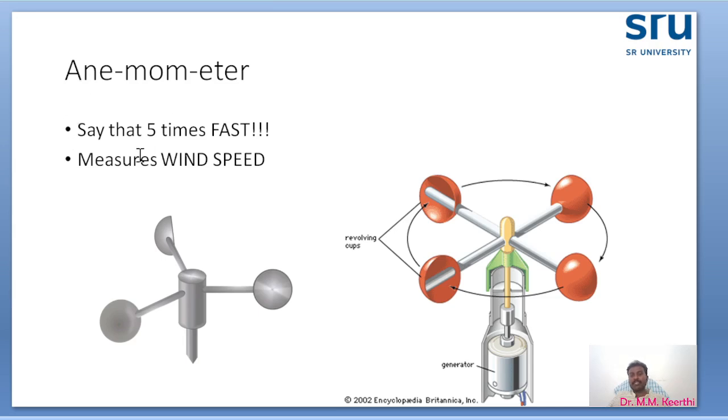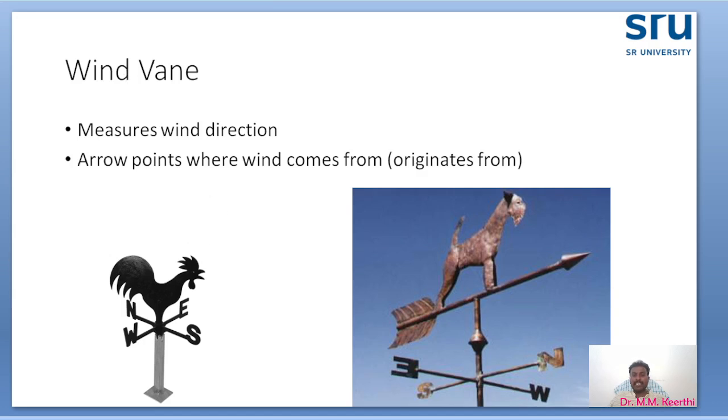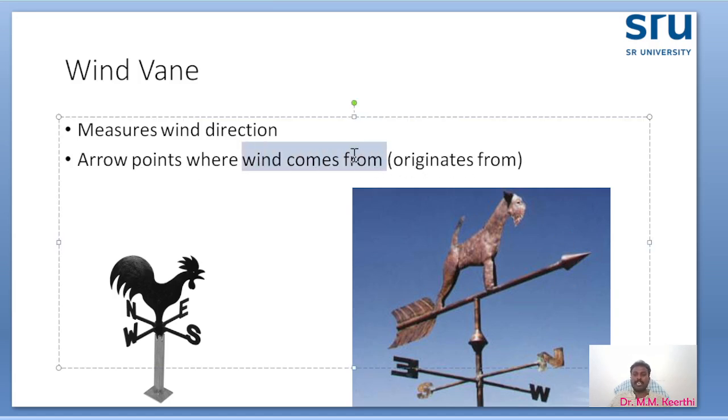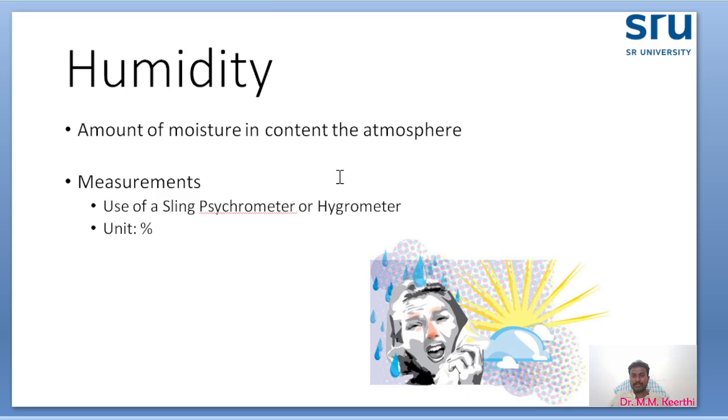The anemometer is an instrument used for measurement of wind speed. This is the anemometer model. This is a wind vane, which is used for the measurement of wind direction. Where the arrow points, that is where the wind comes from. That is indicating the origin area of the air, meaning the wind comes from that area.